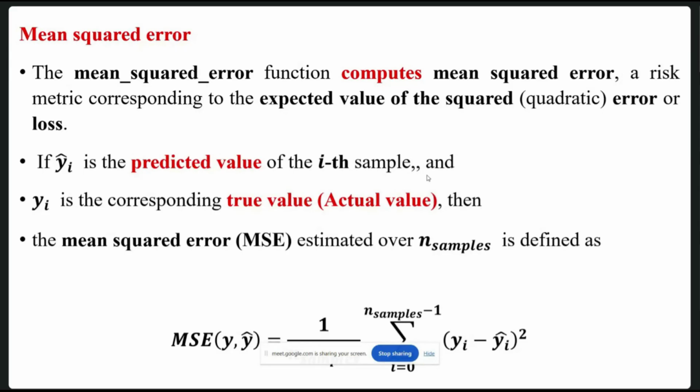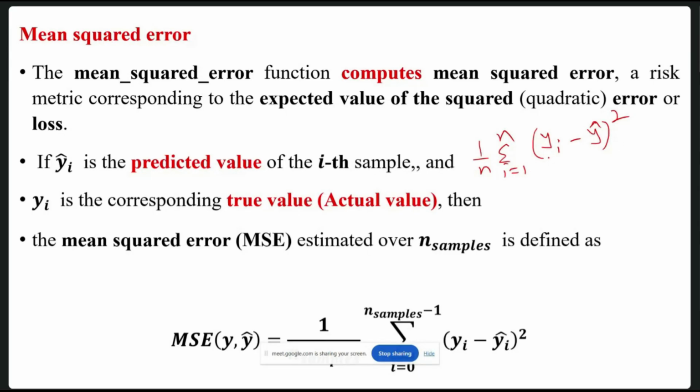The mean squared error is nothing but the average of the sum of the squares of the actual value minus the predicted value: the average of the sum of the elements, sigma i equal to 1 to n, of (yi minus y cap) square. This is called the mean squared error.